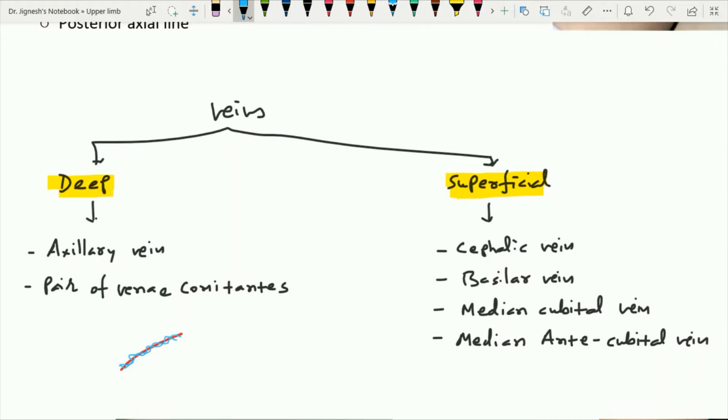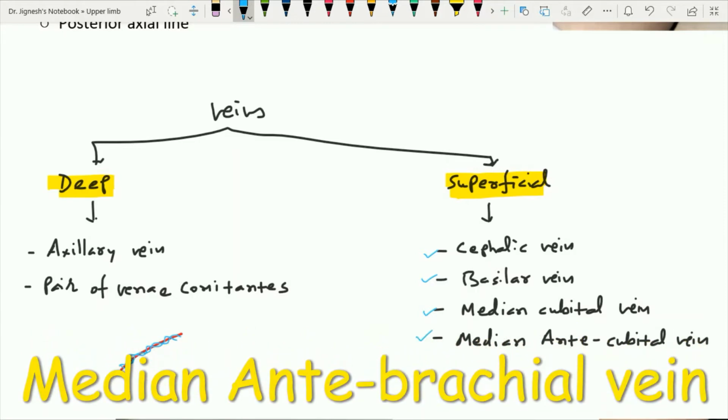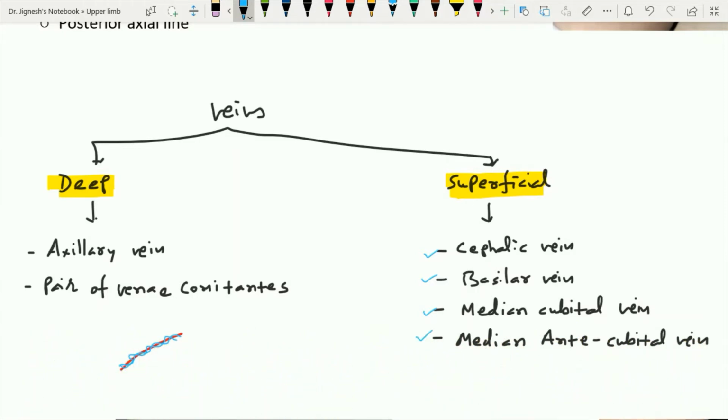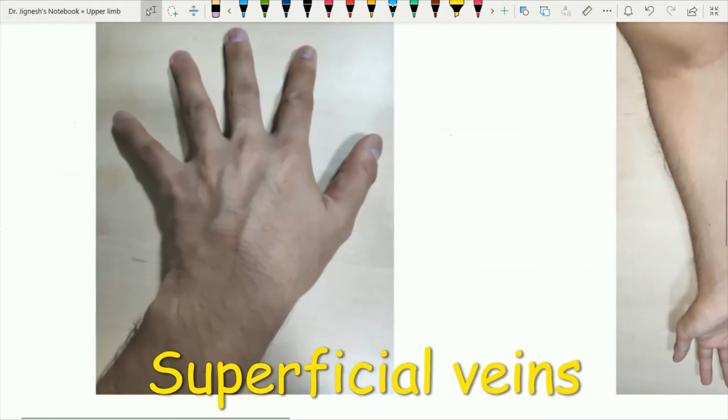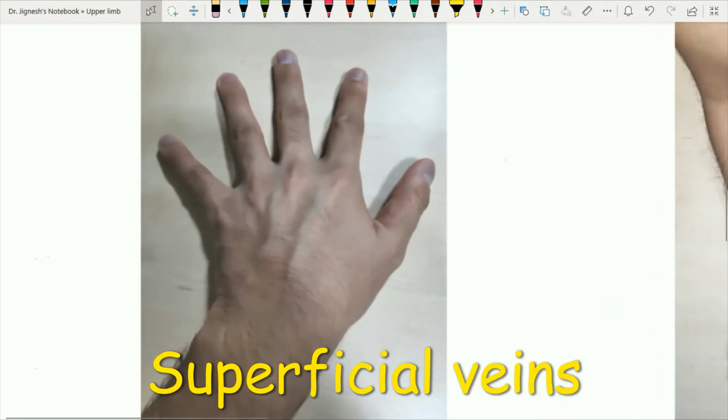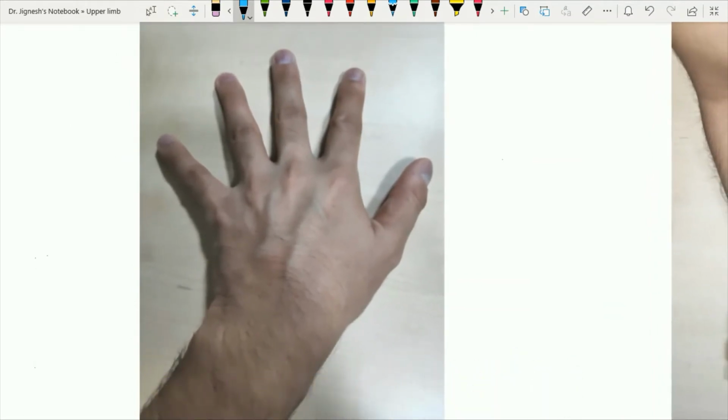The superficial veins are the cephalic vein, basilic vein, median cubital vein, as well as the median antebrachial vein, along with a few other veins. So let's orient with the superficial veins of the upper limb. This is the dorsal aspect of the hand and the lower part of the forearm. We find the digital veins carrying the blood from the digits from both sides, and these digital veins form the dorsal metacarpal veins.